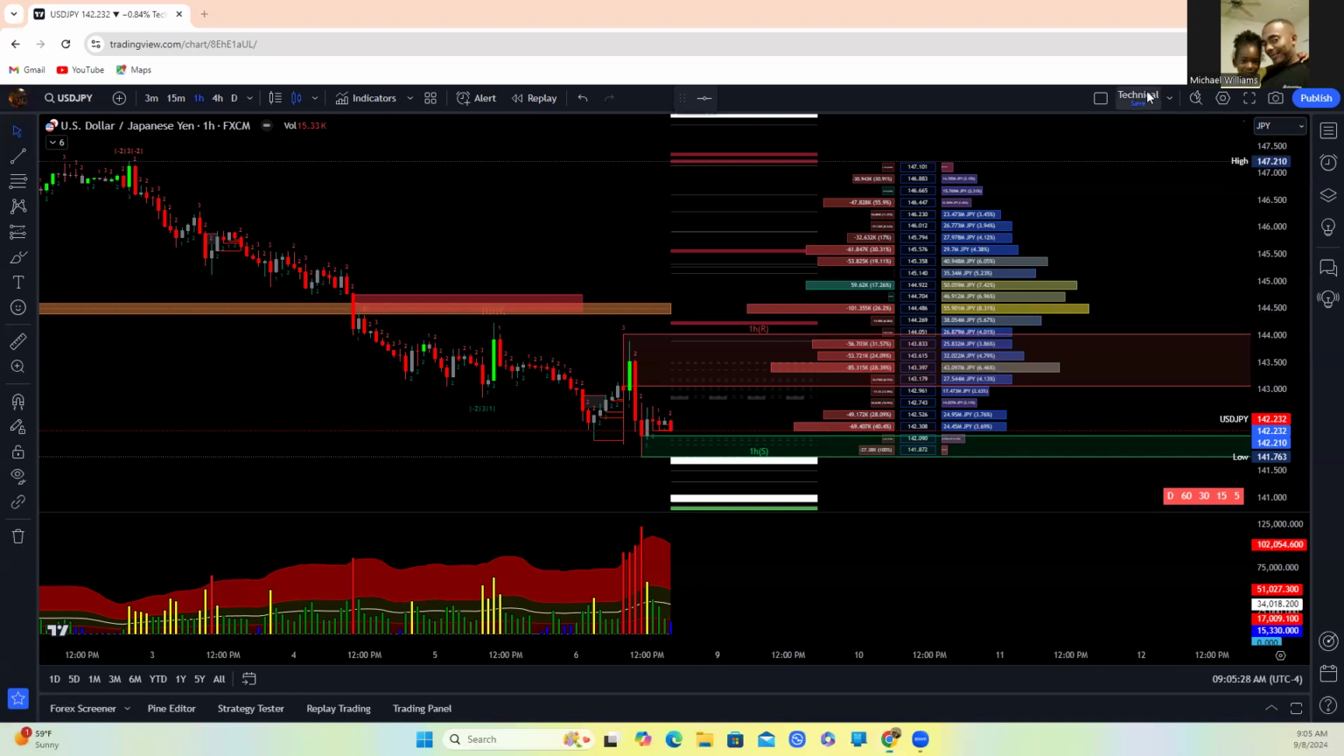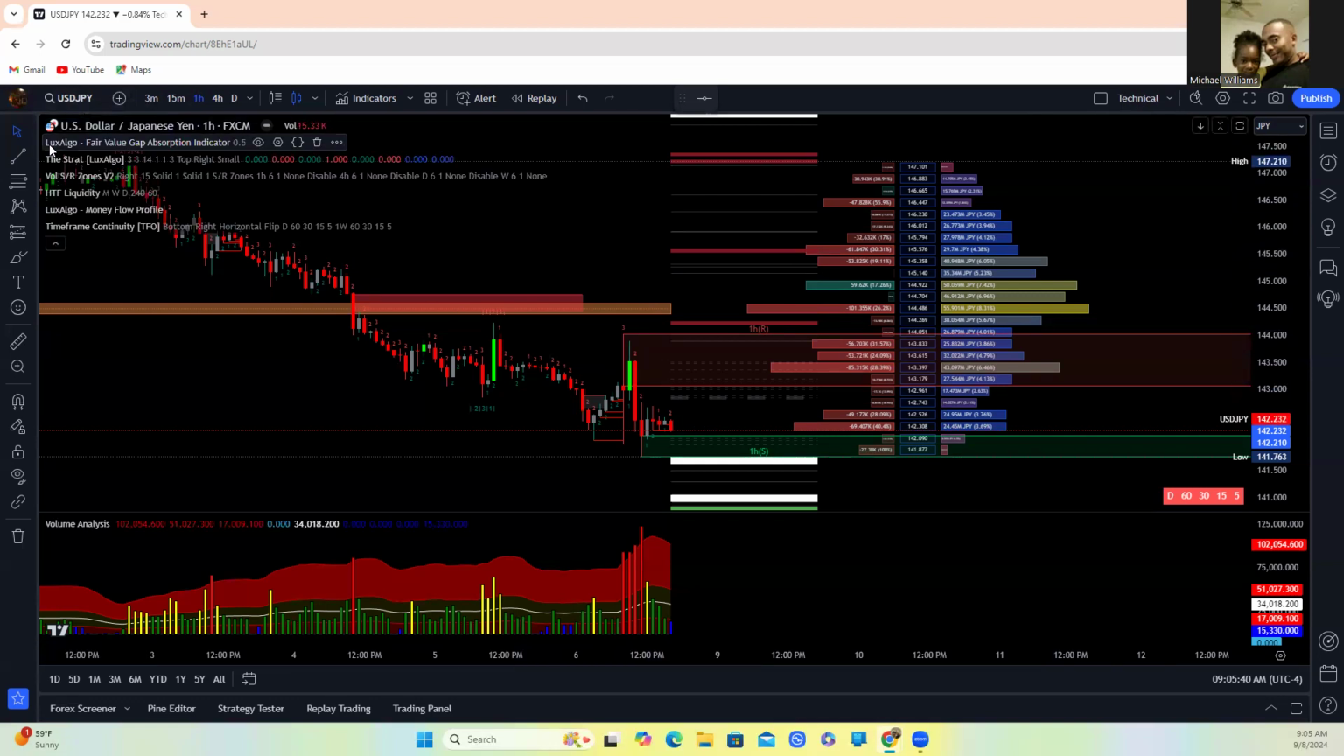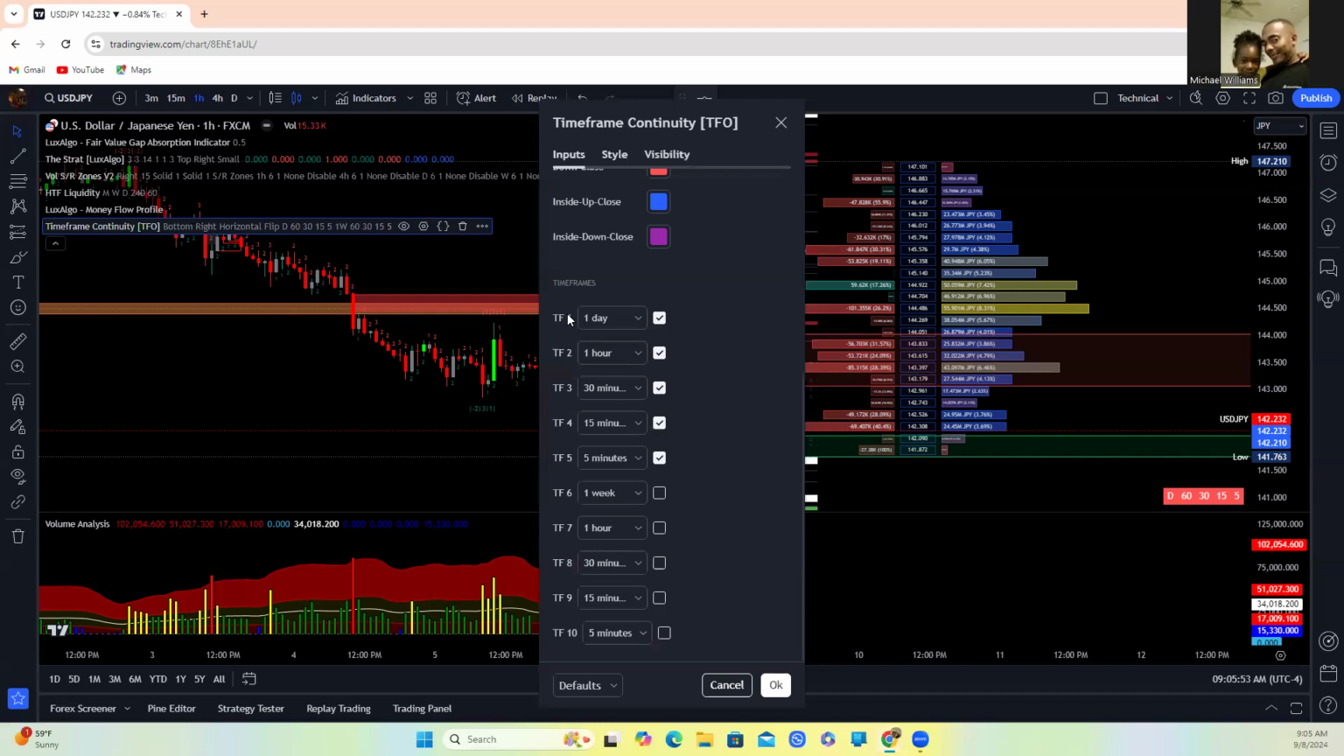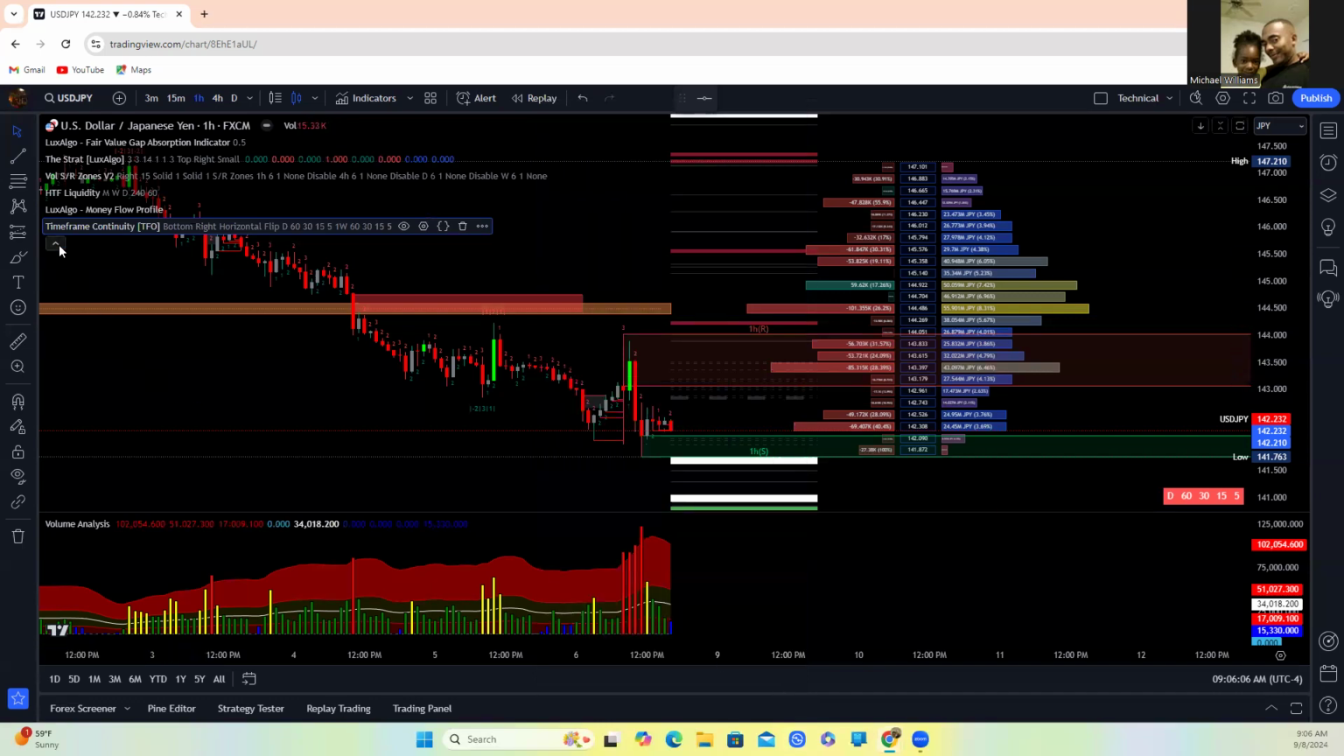As you can see, this is my technical chart using the 1 hour USD JPY. The indicator we're going to do a deep dive on is the Time Frame Continuity, TFO. Because I typically day trade, I have my settings at the 1 day, 1 hour, 30 minutes, 15 minutes, and 5 minutes. Those are the default settings when you first put the indicator on. I just left it at that since the daily is my higher time frame perspective.